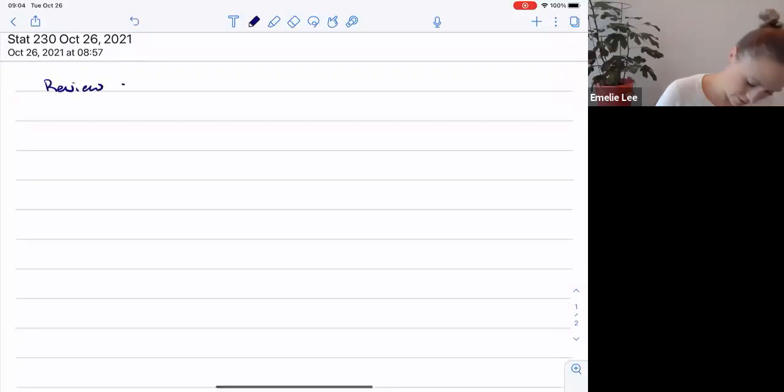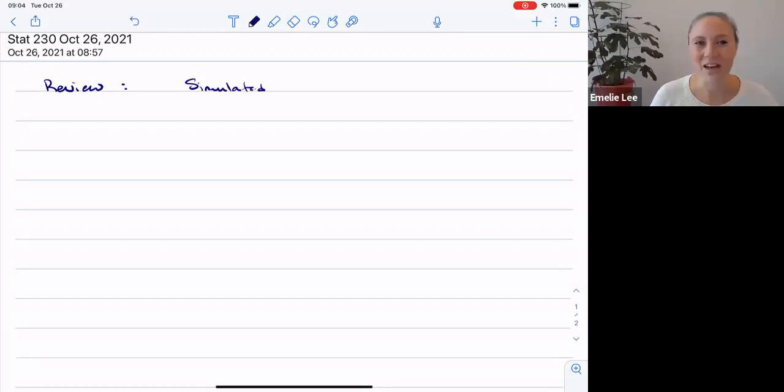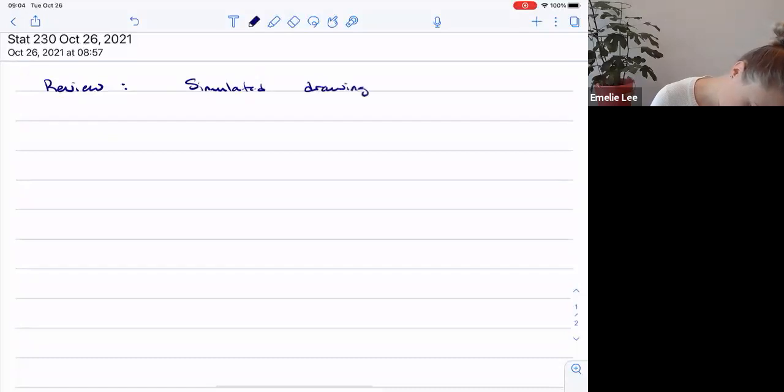So last day, for some review, we looked at the simulation of sample proportions. We didn't do 1,000. I think I pulled it down to 100 or something like that, but that's okay. We simulated drawing many samples from a population.